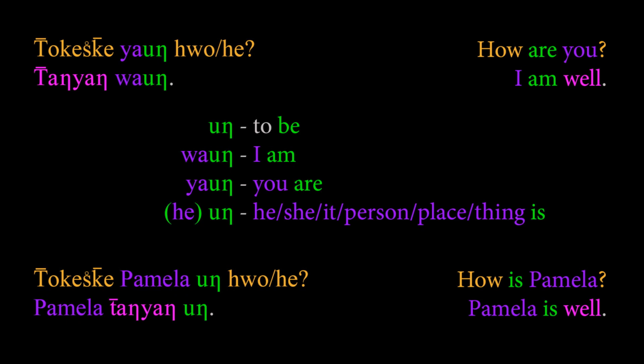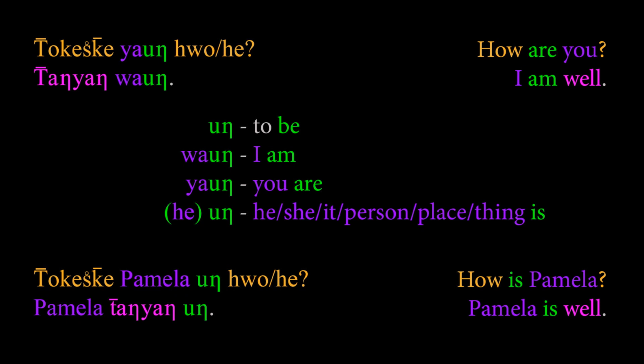Now look at the very last sentence at the bottom of the screen. Pamela Dayan un. Why did I just say un? Why didn't I say Ya'u? Because it wouldn't make sense, for one thing, because Ya'u means you. So that doesn't make sense. Why didn't I say Wa'u? Because I'm not talking about I. I'm not talking about me. I'm talking about this other person named Pamela.